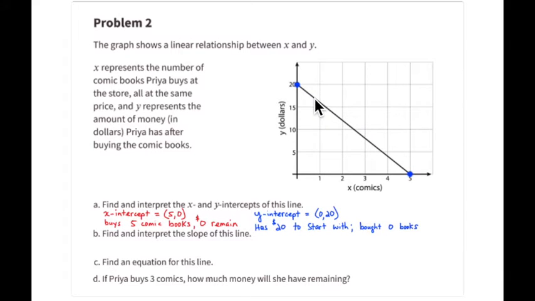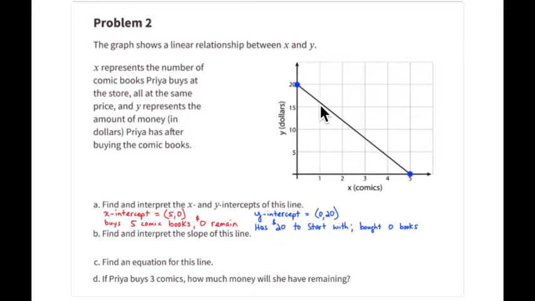Well, how much is she spending on each comic book? So it says find and interpret the slope of this line. That is the slope, the amount of money that she spends per comic book. That's the unit rate or the slope. So she buys 1 comic book. How much money has she spent?